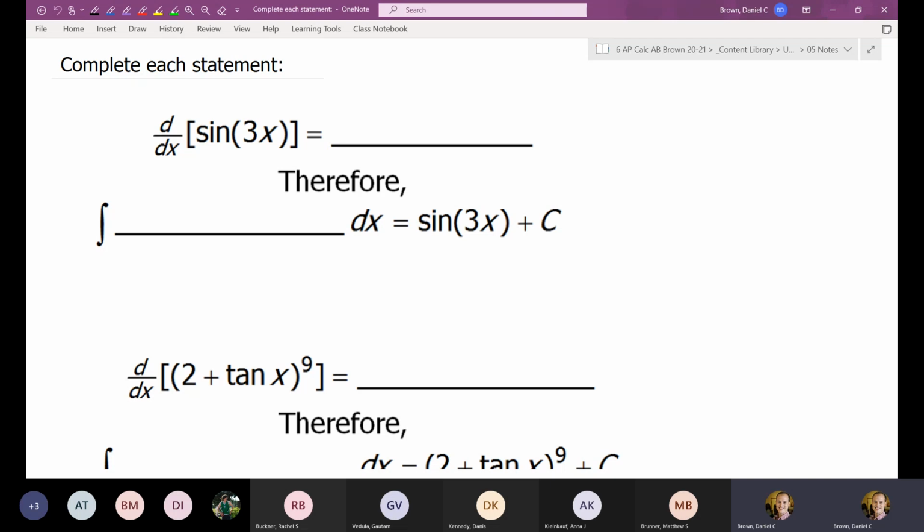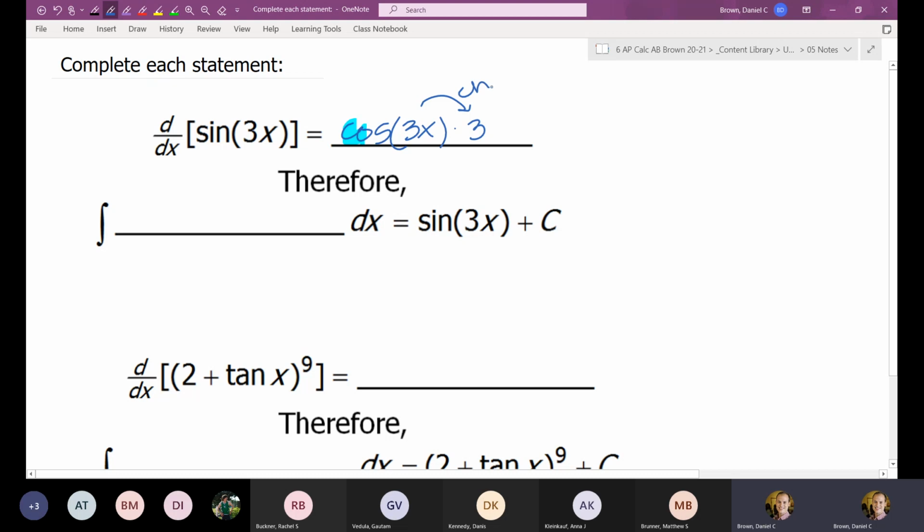And what I mean by that is, if I'm taking the derivative of the sine of 3x, from the chain rule, I know that's going to be the derivative of sine, which is cosine. We left the inside the same, then multiplied by the derivative of the inside, which is 3. So that's going to be the chain rule that we learned first semester.